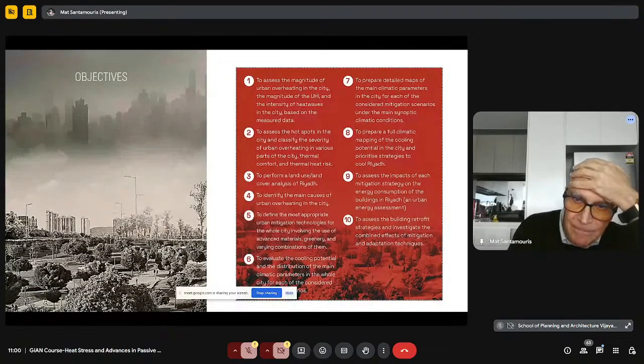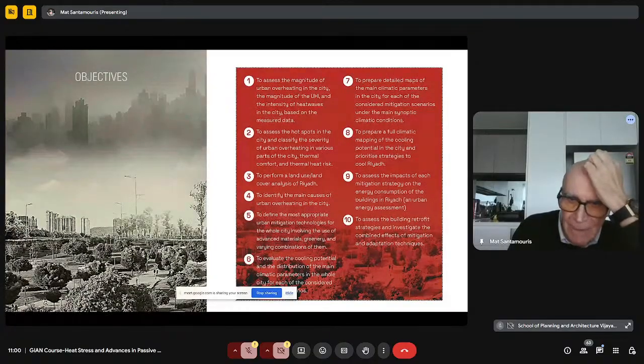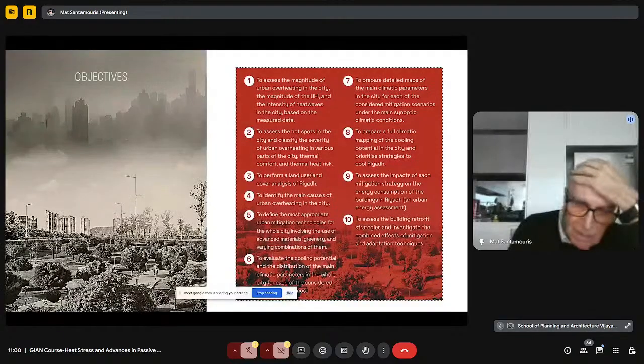Also, to understand the spatial distribution of the overheating in the city, assess the hotspots and classify the severity of urban overheating in the various parts of the city, to understand the thermal comfort and the heat risk in the city. And to perform at the same time a land use and land cover analysis for Riyadh, to understand all the details about the land cover. Why? Because this defines the characteristics of the thermal performance of the city.